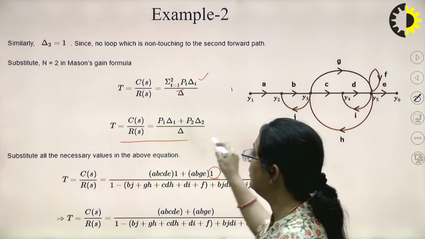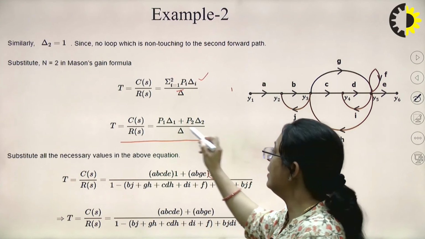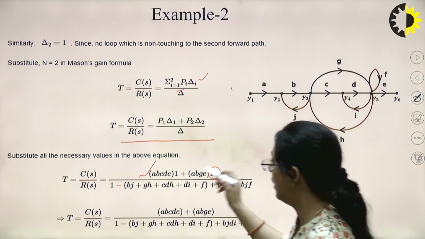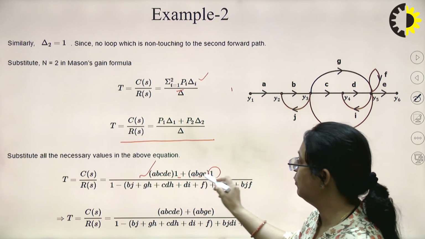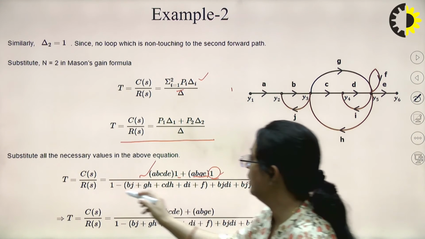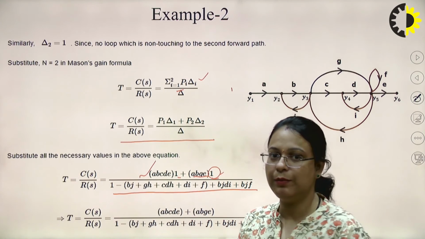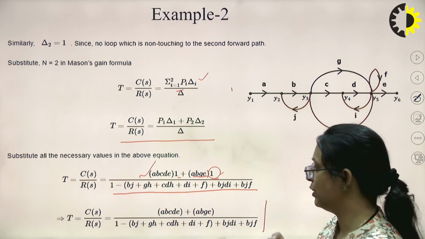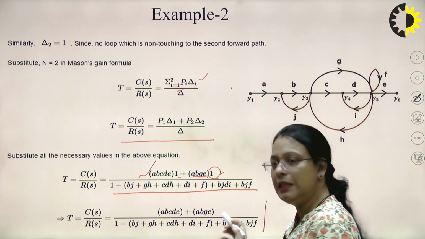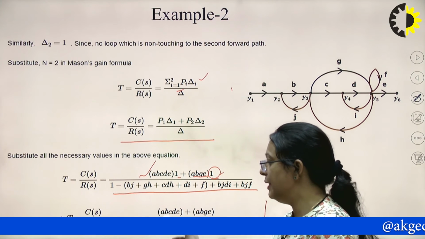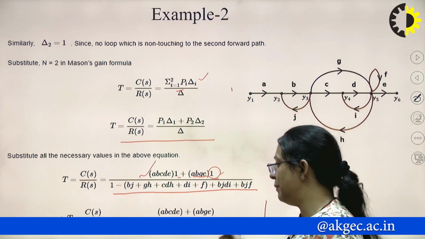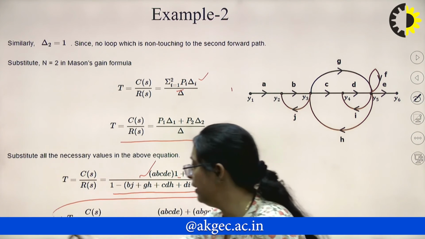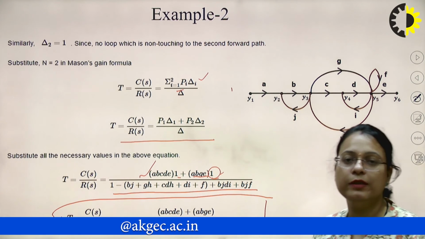Now the transfer function will be P1 into delta 1 plus P2 into delta 2, upon delta. We put the value of forward path gain P1, P2 is this, delta 1 is 1, delta 2 is 1, and we'll put the value of delta which we calculated in the previous slide. So finally after solving, we get the transfer function as ABCDE plus ABGE upon 1 minus BJ plus GH plus CDH plus DI plus F plus BJ DI plus BGF. So this will be the value of the transfer function for this particular signal flow graph.